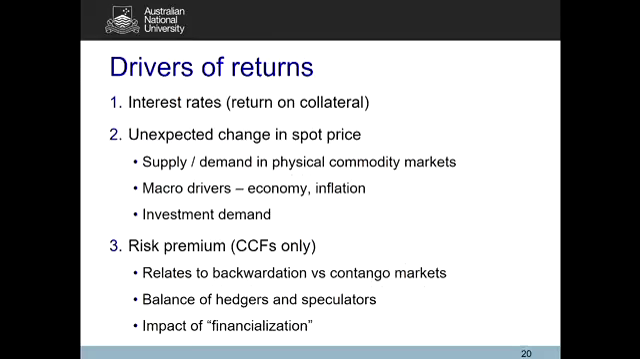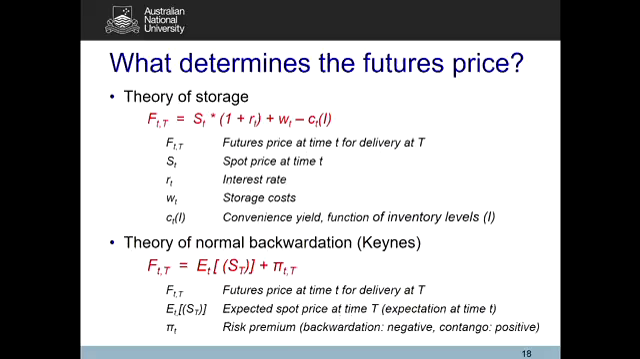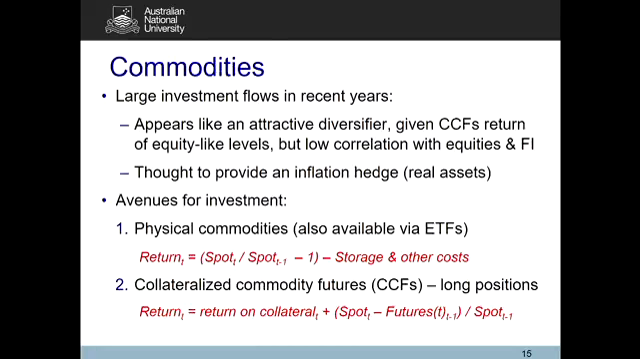Okay, so now that we have looked at the different ways you can get a commodity return, you can link that directly into the drivers of commodity returns if you want to invest as an asset class. One of them is interest rates because of the return on collateral. Now this one only applies to one avenue for investment. What would it be?